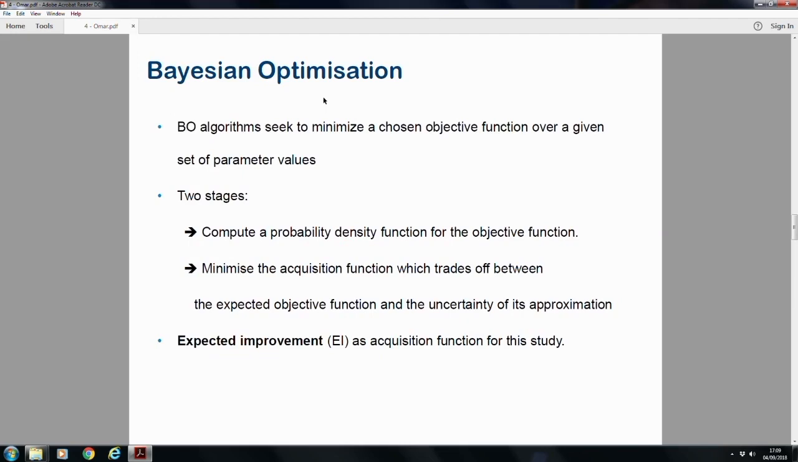Bayesian optimization works in two stages. First, it creates a probability density function using a Gaussian process to estimate the objective function with some sort of uncertainty. Then we use an acquisition function to trade off between the uncertainty of the objective function and the value of the objective function. In this study, we're using expected improvement. We found in the literature this is the best one to use.